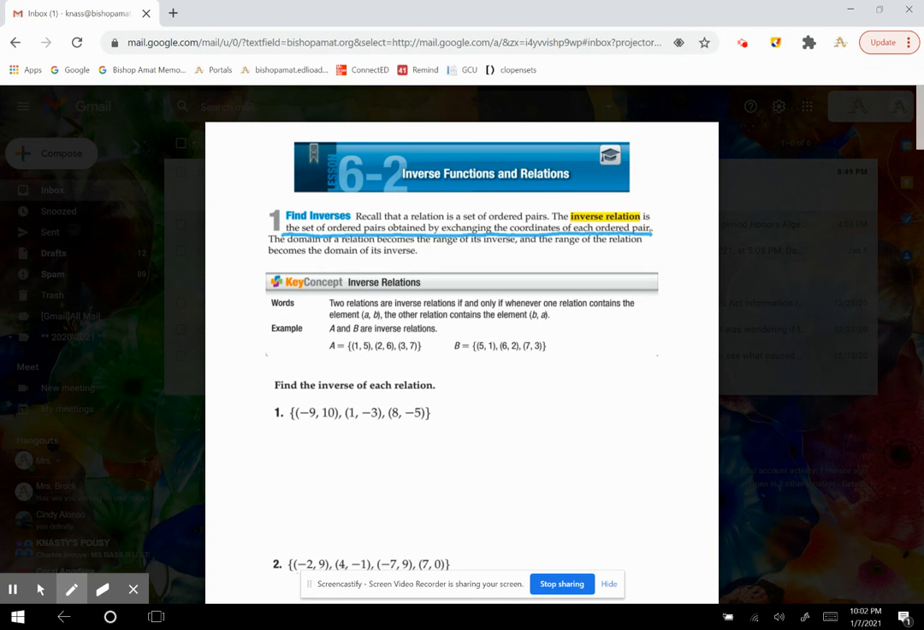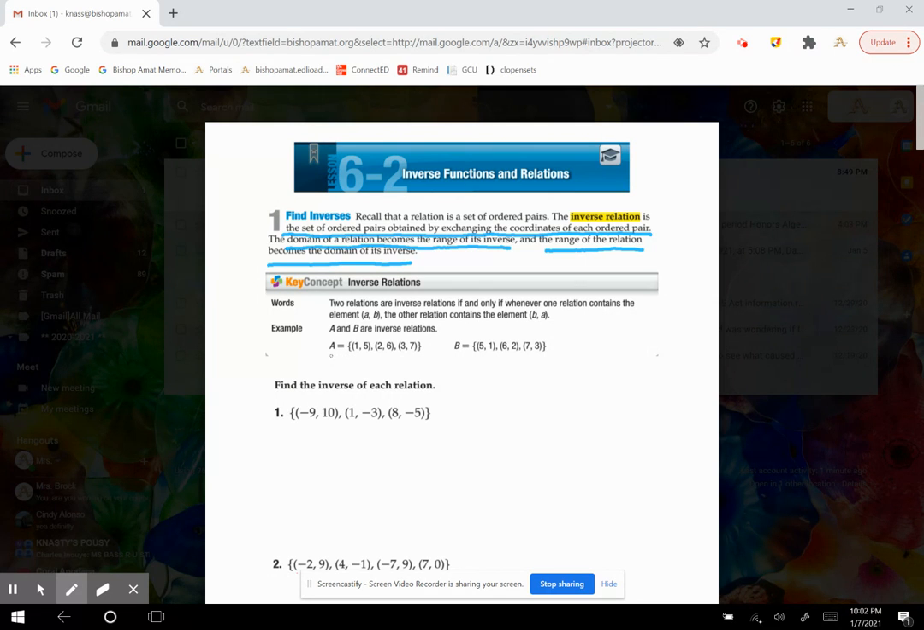That means switching. So the domain, the x's of the relation, becomes the range of its inverse, and the range of the relation becomes its domain. Look how easy this is. Two relations are inverse relations if and only if whenever one relation contains the element (a, b), the other contains the element (b, a).